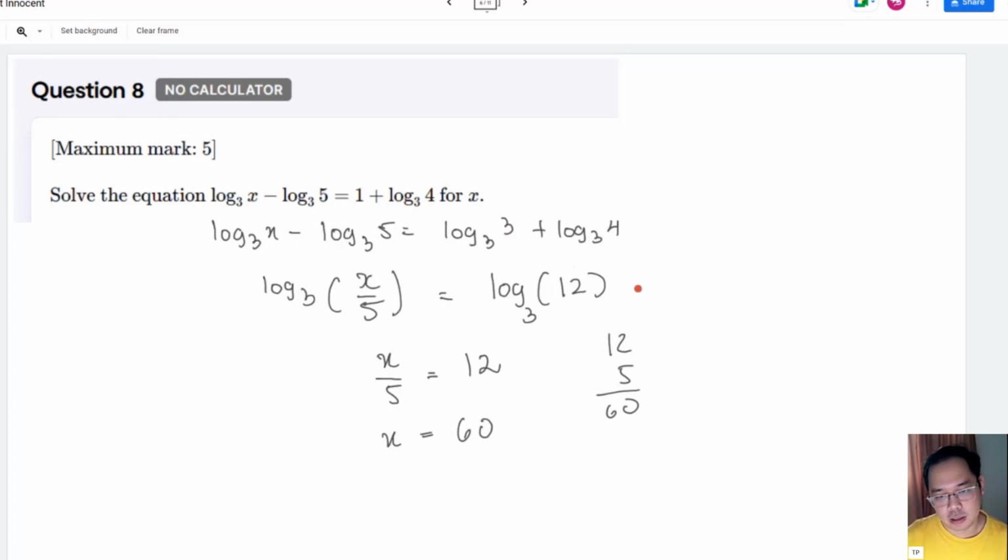1 mark is this one. Second mark is 5 marks. Wow. Okay.